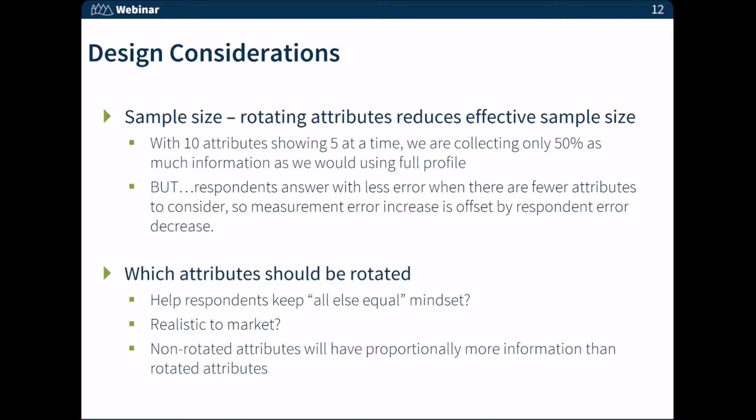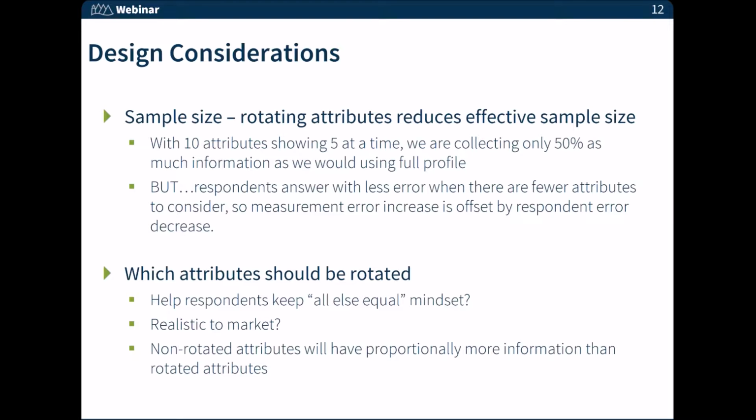All right, for design considerations, with partial profile designs, we're rotating attributes through, so it essentially reduces your effective sample size. So if we have 10 attributes, and we're only showing 5 of those attributes at a time, assuming equal numbers of levels and things like that, we're only collecting about 50% as much information as we would have using full profile. If I have 10 questions and I'm only showing 5 attributes at a time, then each attribute is only showing up in half the tasks. So we essentially have 5 tasks worth of information for each attribute, where normally we would have 10 tasks worth of information for each attribute.